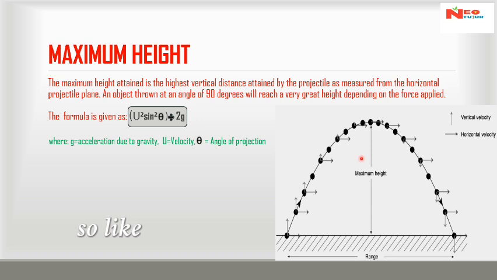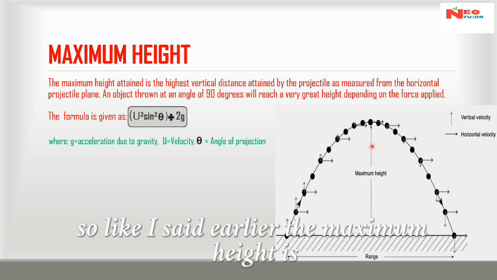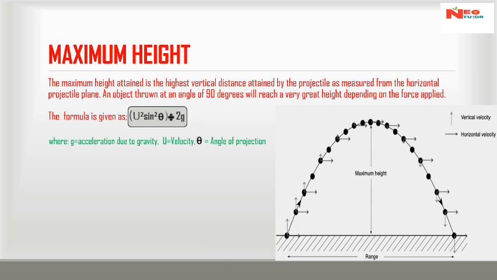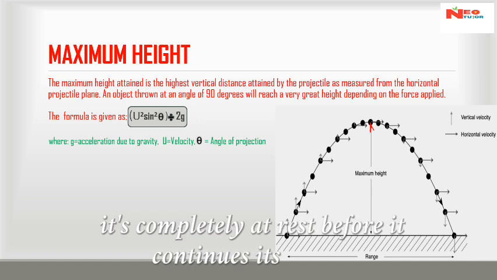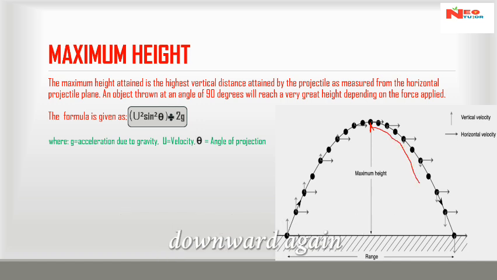So, like I said earlier, the maximum height is this point where there is no vertical motion and no end velocity; it is completely at rest before it continues its motion downward again. So let's proceed.